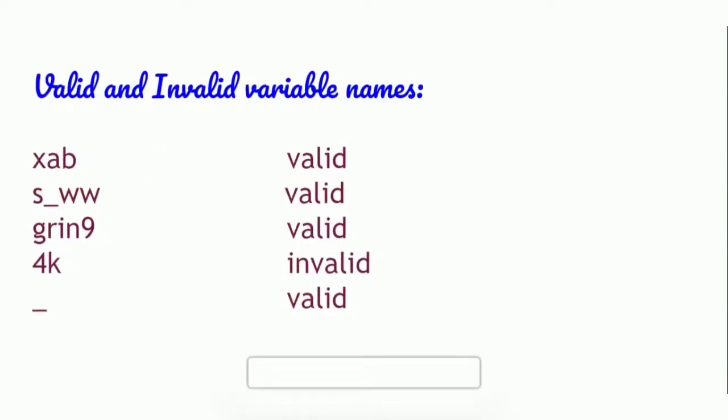Valid and invalid variable names. XAB, it is a valid variable name. S_WW, it is also a valid variable name. GRIN9, it is also a valid variable name. 4K, now it is not a valid variable name, it is an invalid variable name. Why? Because it is starting with a digit and we know that a valid variable name cannot start with a digit. Underscore, it is also a valid variable name.